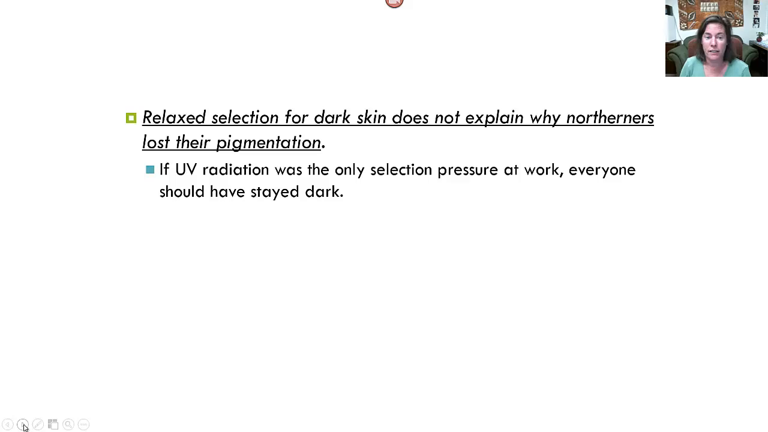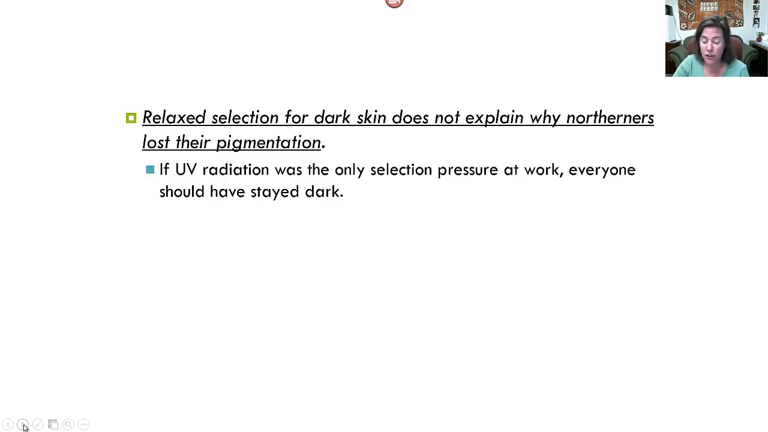As a response to the reduced exposure to sunlight in these northern climates, the advantages provided by deeply pigmented skin in the tropics were no longer important, and selection for melanin production may have been reduced. Relaxed selection for dark skin, though, does not explain why northerners lost their pigmentation. Okay? More than likely, if UV radiation was the only selective pressure at work, everyone should have stayed dark.